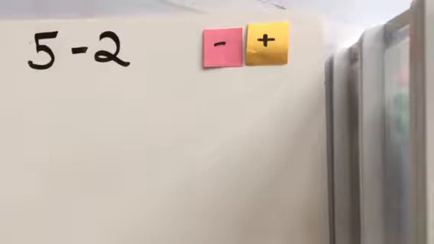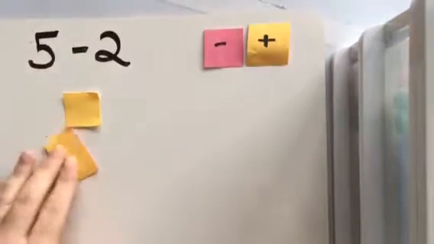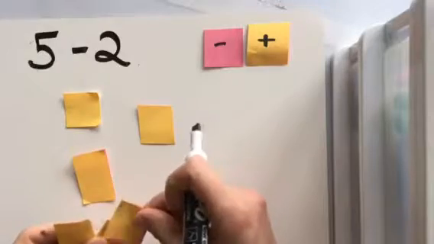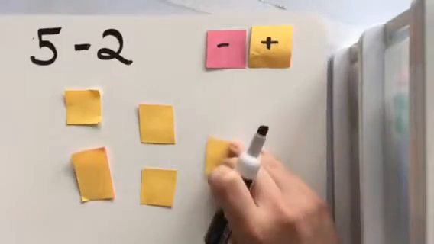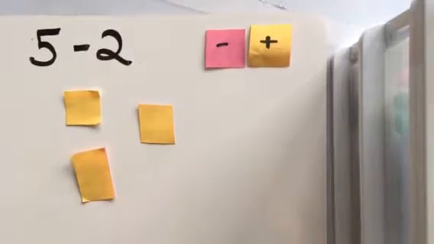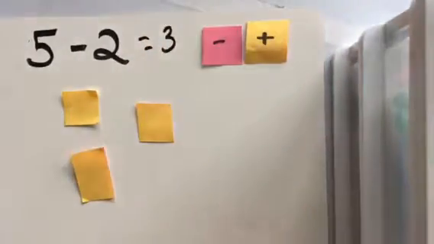So what we have here is 5 minus 2, or another way to think of it is 5 take away 2. So I'm going to start with 5 positive tiles. And then I need to take away 2 positives. So I can do that. I can take away my 2 positives, and I'm left with positive 3.